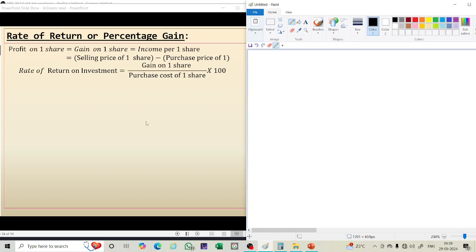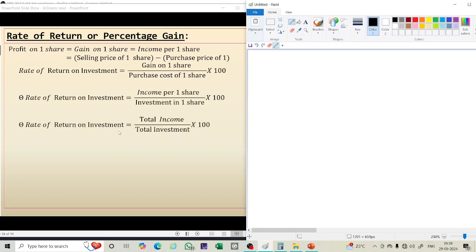Now, profit of one share, we know that profit is nothing but selling price of one share minus purchase price of one share, and rate of return on investment is nothing but profit, or you can say gain, on one share upon purchase price of one share into 100. And rate of return, in case of all values we have to consider, is total income divided by total investment into 100. This is our formula to find rate of return on investment.